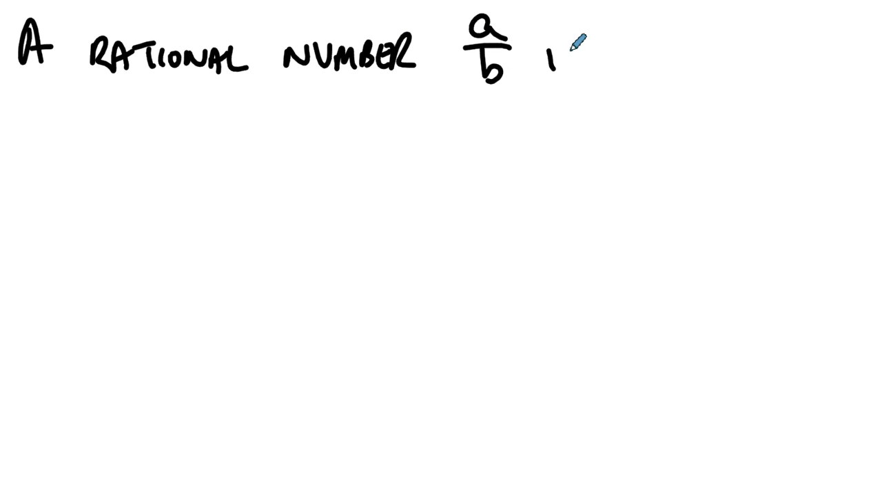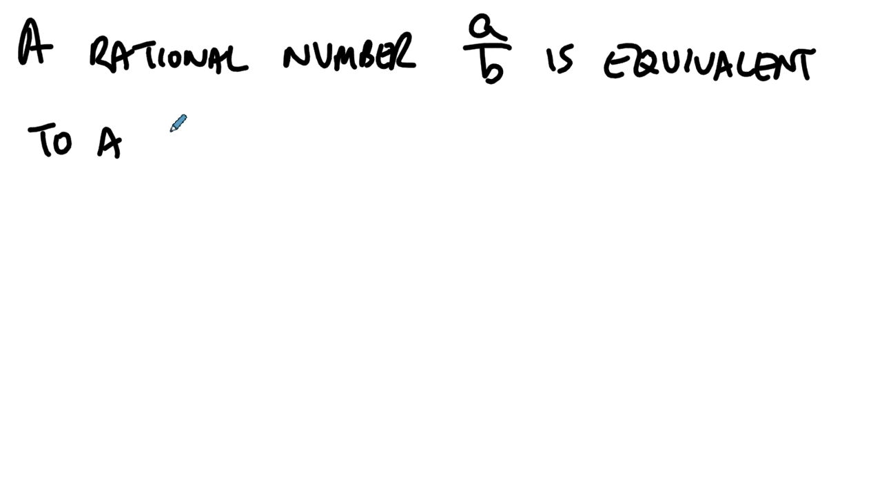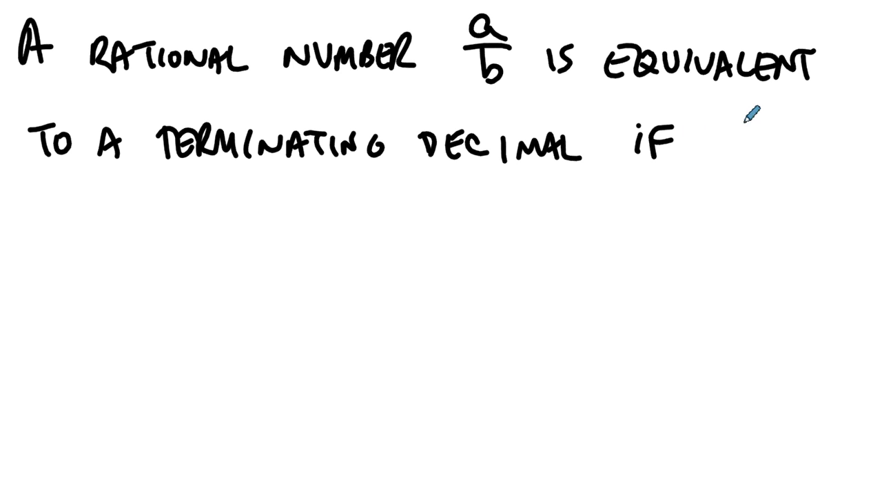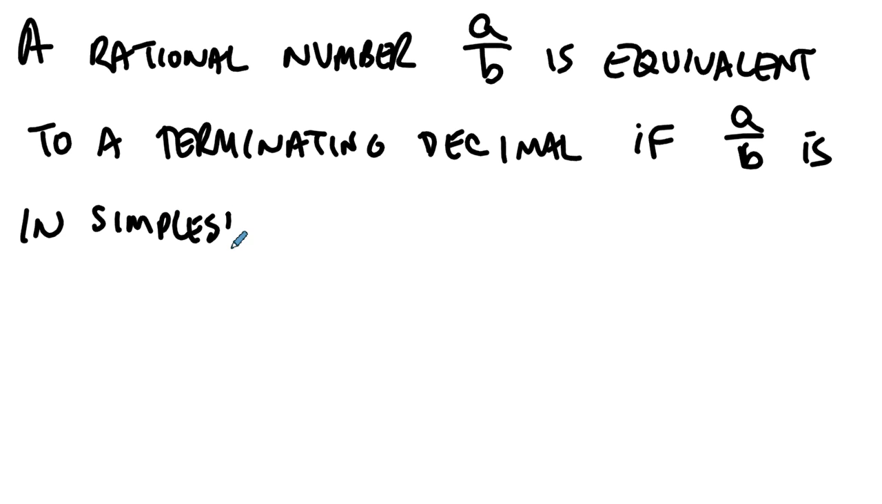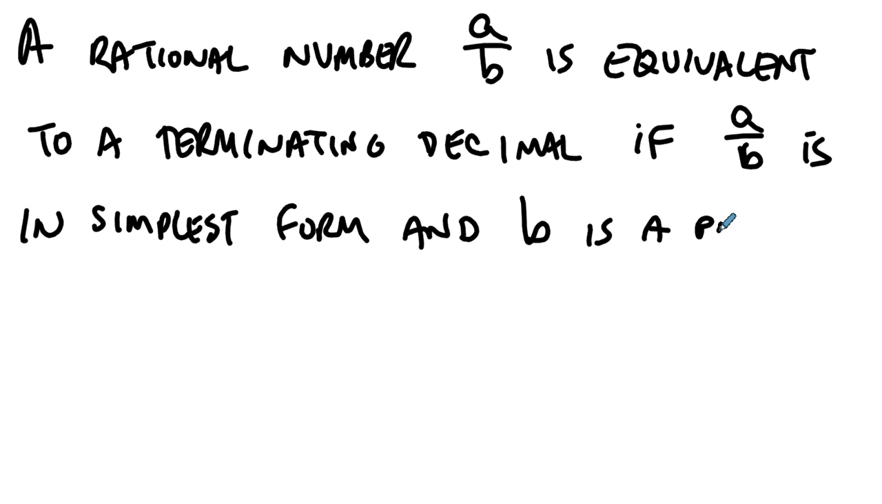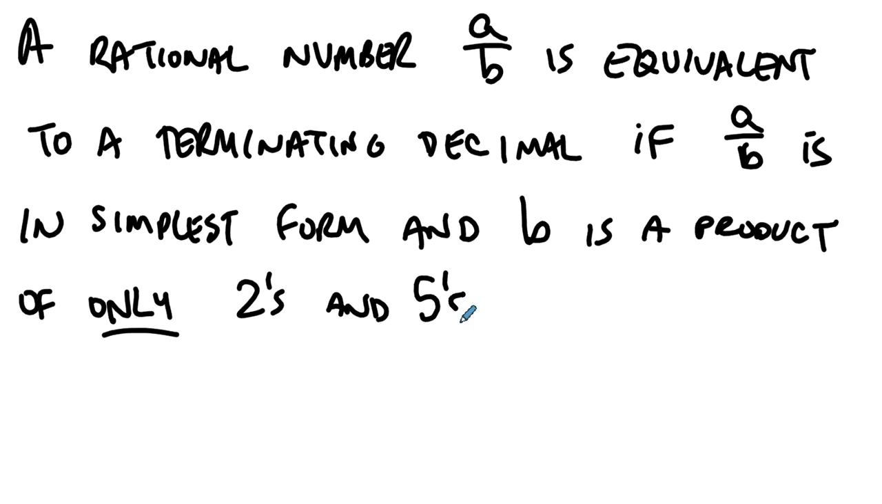Well, the difference is as follows. A rational number, A over B, is equivalent to a terminating decimal if A over B is in simplest form, meaning it cannot be reduced, and B is a product of only 2's and 5's. Only 2's and 5's. Why?